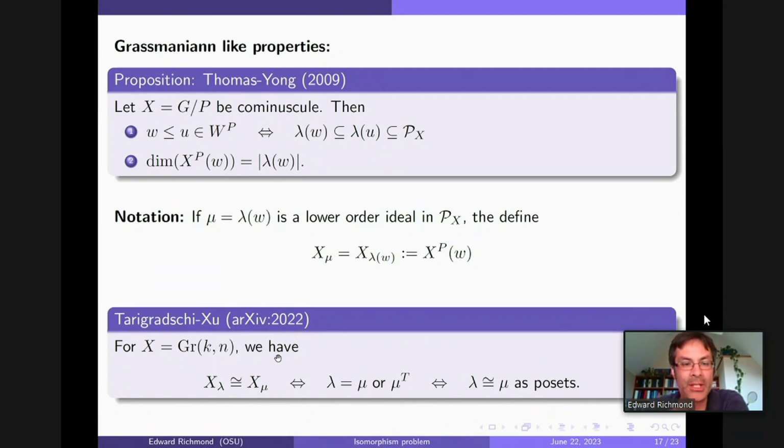The result that I mentioned earlier from Michal Targaci and Weihong Zhu is that for the Grassmannian, they proved that two Schubert varieties are isomorphic if and only if their shapes are the same up to transpose. This is equivalent when you think about these poset structures: the poset structure needs to be the same. So the partition doesn't need to be the same, but if you transpose the partition, it has the same poset structure on the boxes. This is a different way of saying what they proved back in 2022.